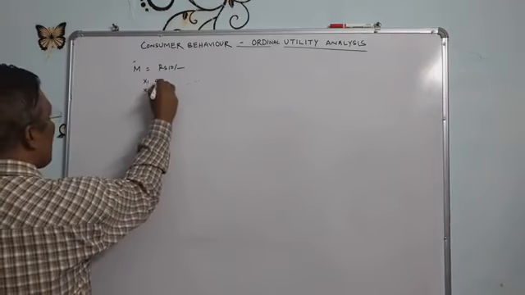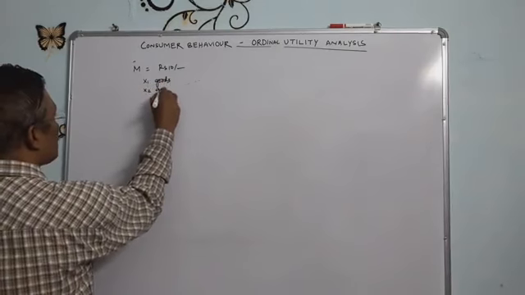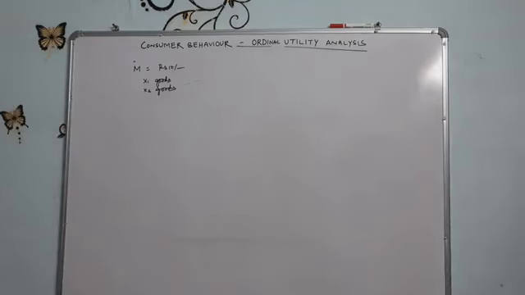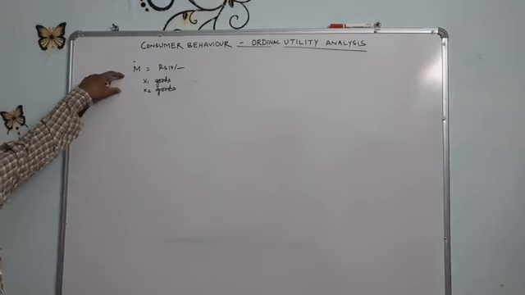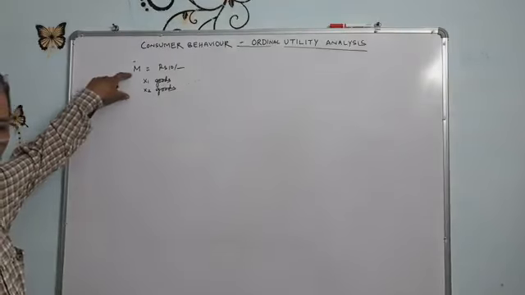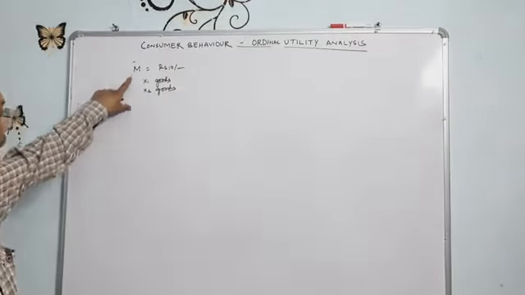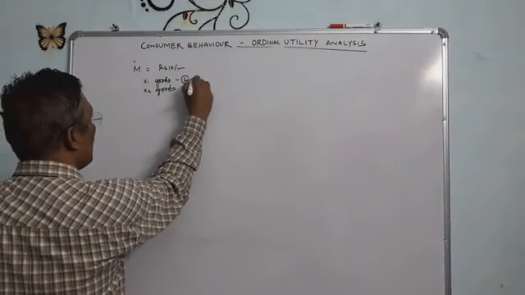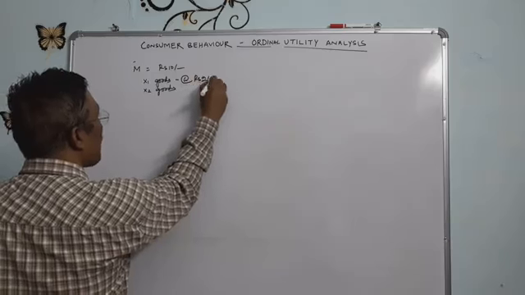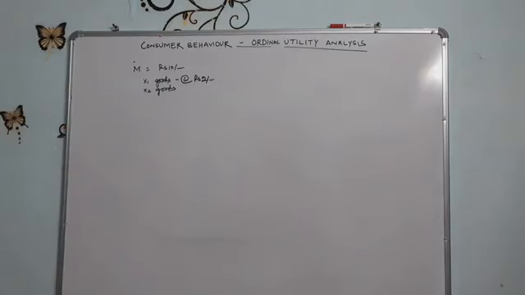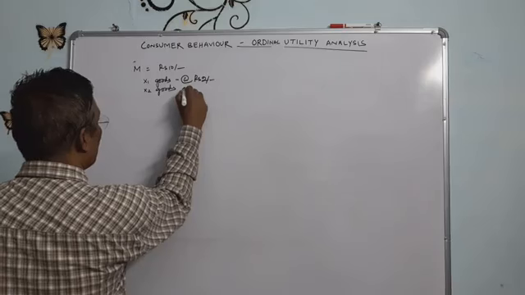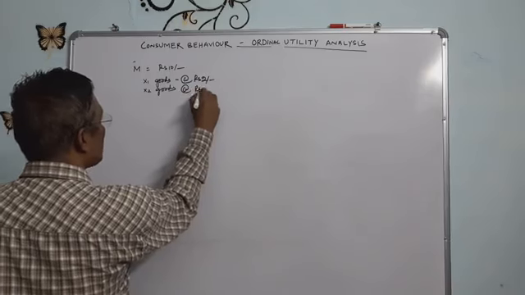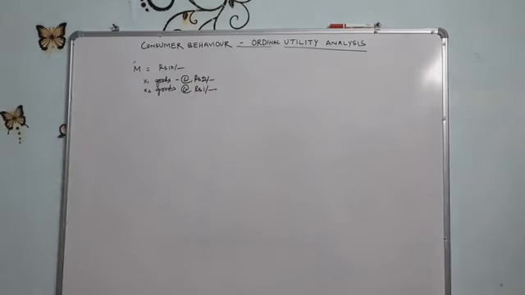The consumer will spend the 10 rupees on the two goods, X1 and X2. The price of X1 is rupees 2 per unit, and the price of X2 is rupee 1. Is it clear now?